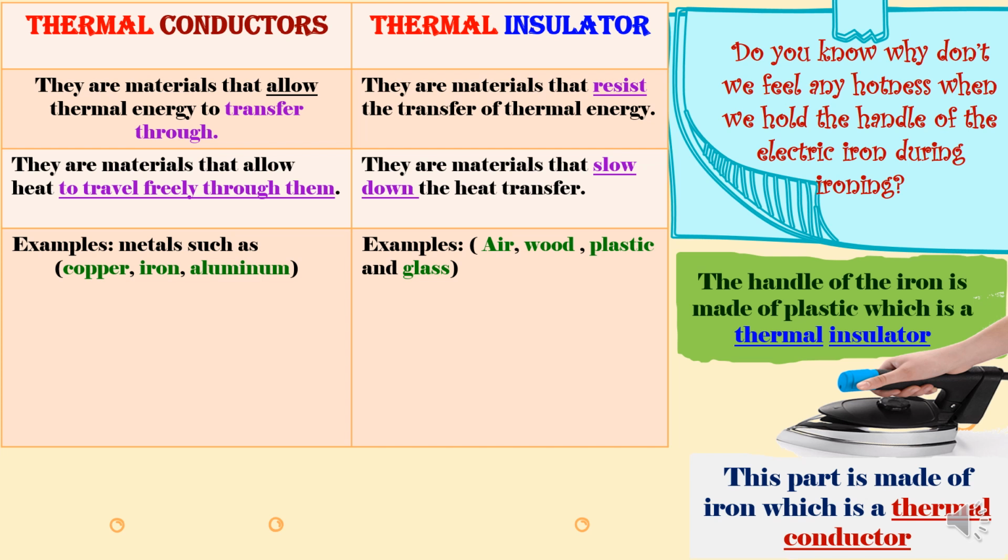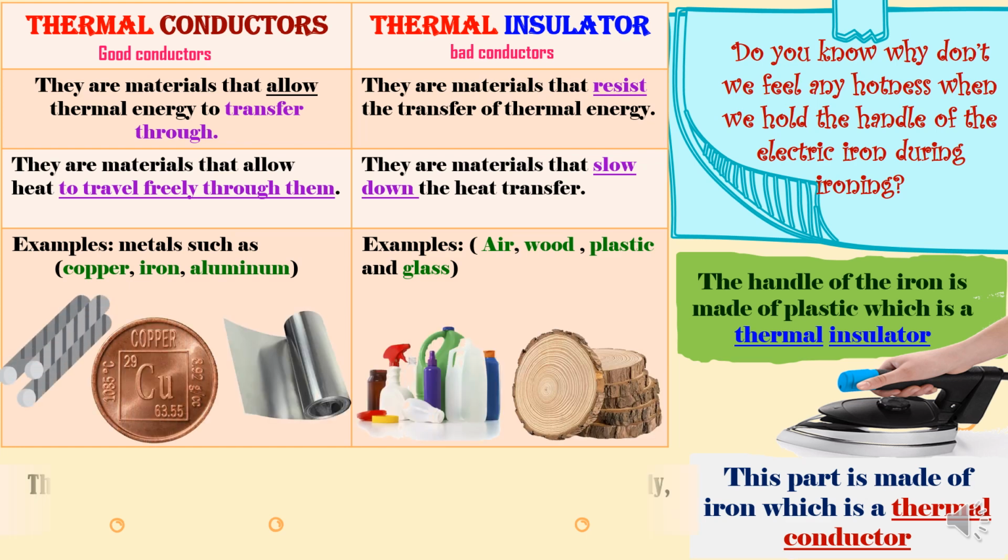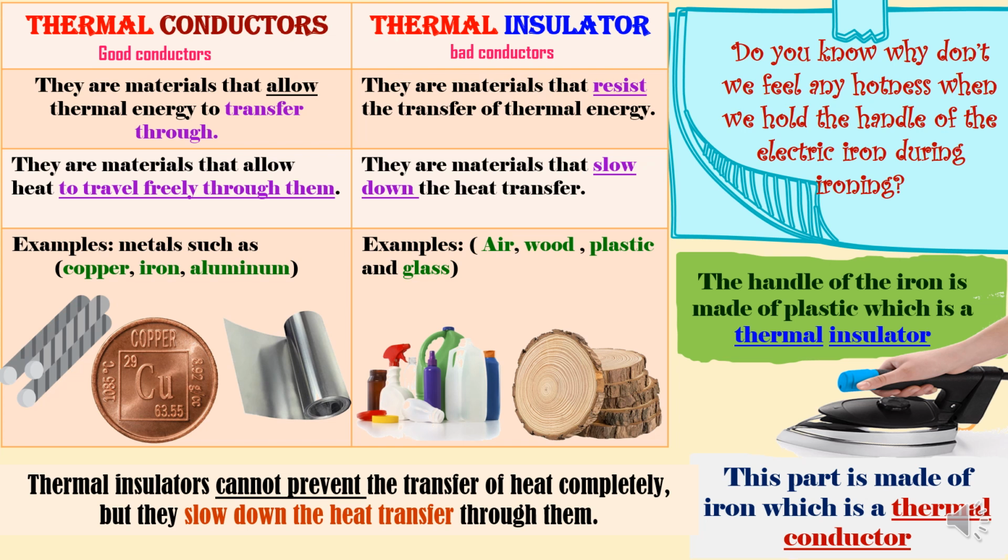Thermal conductors are materials that allow heat to travel freely through them, while thermal insulators slow down, as we mentioned before, the heat transfer through them. We can tell that thermal conductors are good conductors of heat, while thermal insulators are bad conductors of heat. Thermal insulators can't prevent the transfer of heat completely, but they just slow down or resist the heat transfer through them.